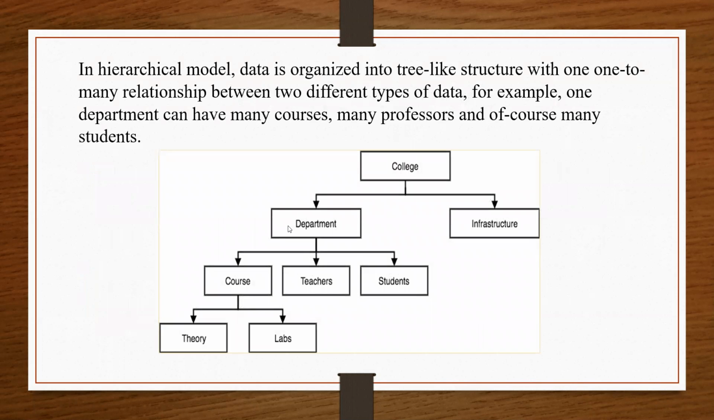Okay, so this is another example. The college has department and infrastructure. Okay, the college is the main database. For that database we will make two tables: the department table and the infrastructure table. These two are the parent tables. Then again, the department table is a parent table for the course table, teachers table and student table. Course, teachers and students are the child tables.